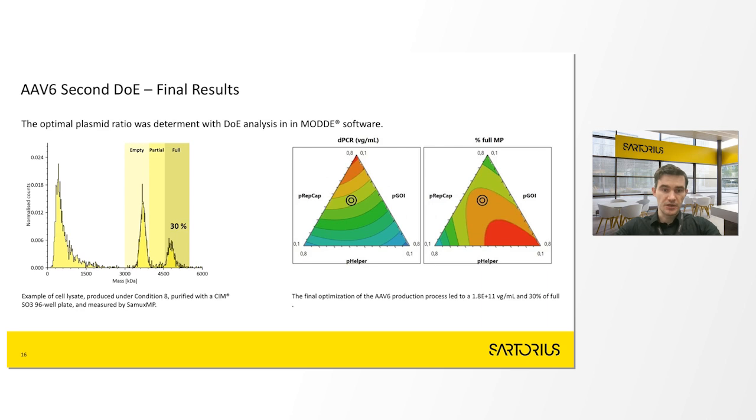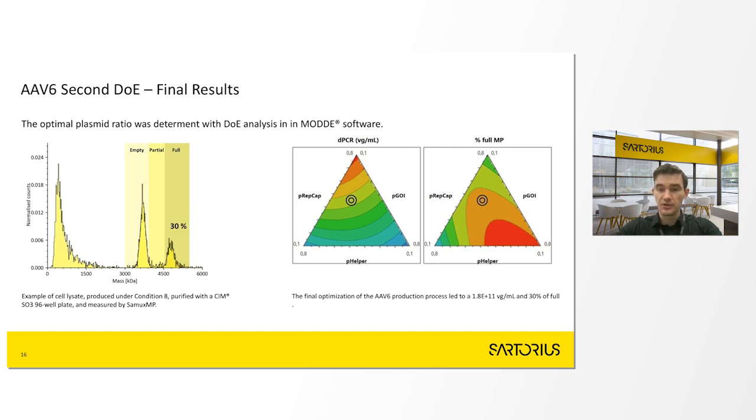Analyzing all of these results with model software, first on the left we see an example of a sample analyzed with Samux MP that was purified with CIM SO3 plates. On the right, we see 2 heat maps, one for titer and one for percent full. With titer, we can see that the more RepCap plasmid we use and the lower amount of gene of interest we use, the higher the titer.